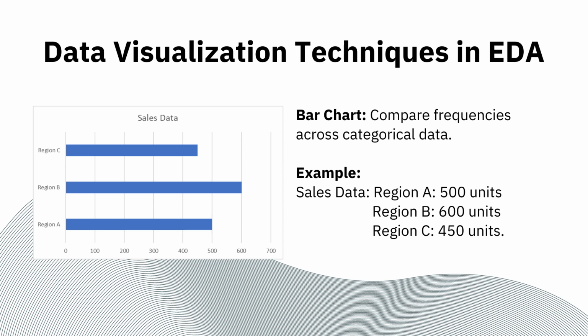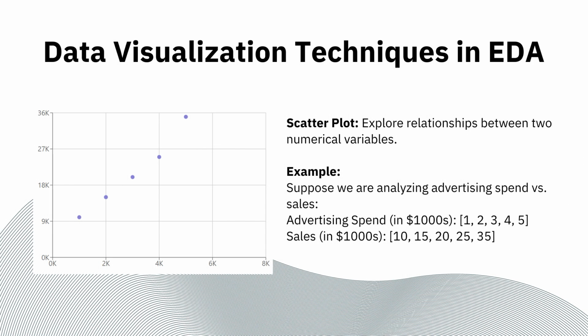Bar charts help compare the frequency of different categories. For example, if you want to compare sales across regions, a bar chart would show you how each region performs relative to others. Scatter plots are used to visualize the relationship between two numerical variables. They are particularly useful for spotting correlations, trends, or outliers. Suppose we are analyzing advertising spend versus sales. A scatter plot would show a positive relationship between advertising spend and sales.